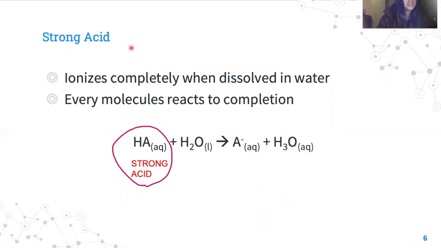A strong acid is defined such that when it dissolves in water, like hydrogen chloride, it ionizes completely. This means that every molecule of acid will transfer its acidic proton to a water molecule. If every molecule reacts to completion, this will make things neat and tidy.